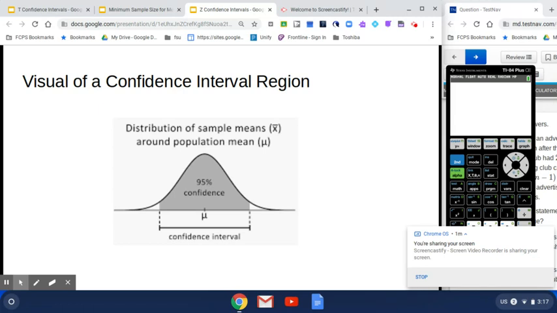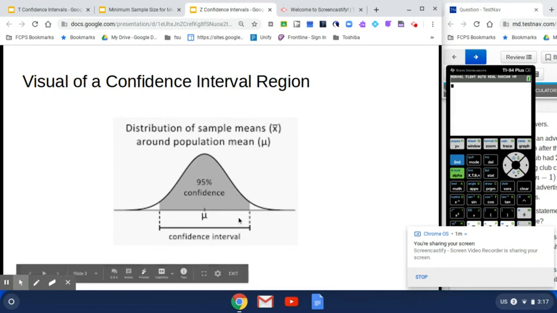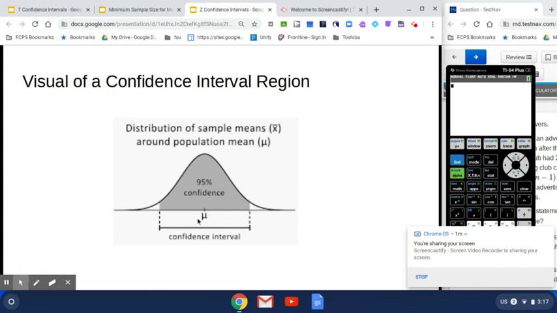Here's a visual of what a confidence interval region looks like. So if you were asked to find the 95% confidence interval, we would place 95% in the middle of the normal distribution. That would leave 5% for both tails. Specifically, 2.5% would be left over on the left tail, and 2.5% would be left over on the right tail. We will be using those values to find what is called a critical value, which is where the shading begins. This on the left would be a negative critical value, and this on the right would be a positive critical value.